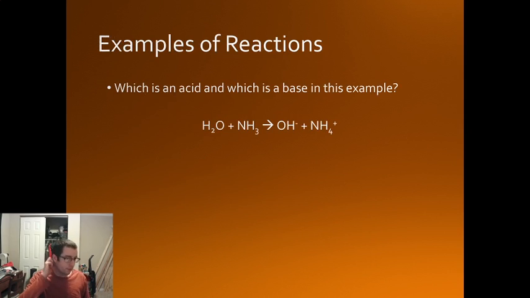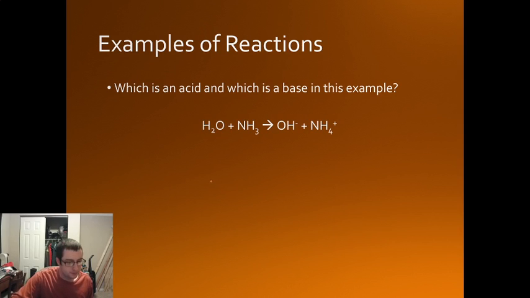All right. So, for this one here, I want to know which one is an acid and which one is a base. So, based on both the Arrhenius and Bronsted-Lowry definitions, see if you can figure that out. Just as a hint, only one of them is going to be able to work. So, go ahead and pause.